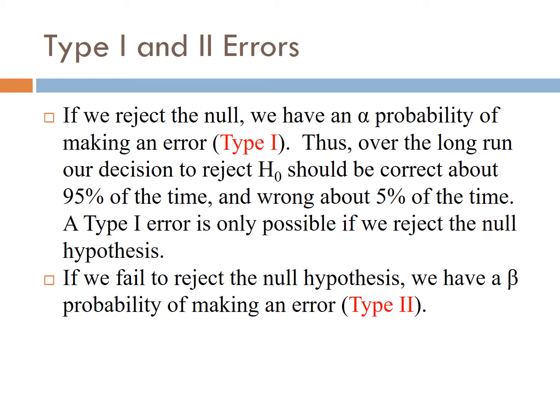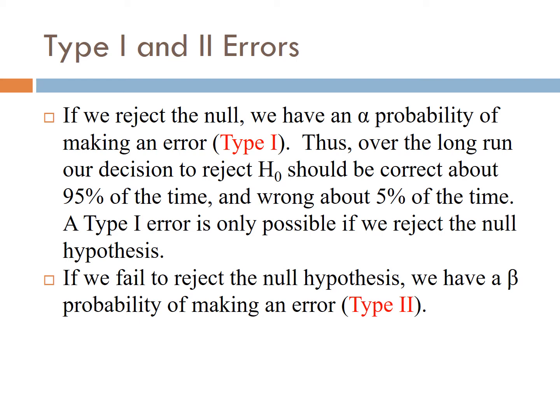Type 1 and type 2 errors: if we reject the null, we have an alpha probability of making an error. Thus, over the long run, our decision to reject the null hypothesis should be correct about 95% of the time and wrong about 5% of the time. A type 1 error is only possible if we reject the null hypothesis.